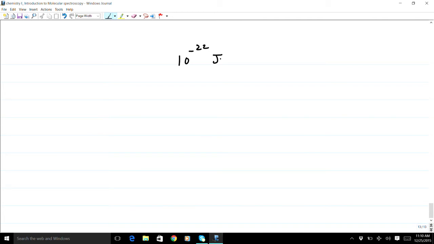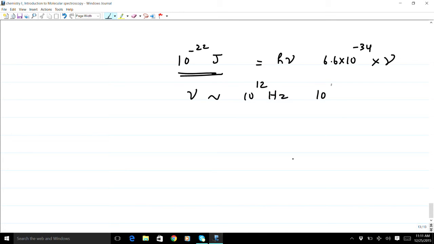And if you compare this with the frequency of electromagnetic radiation in this range, that is h nu, and that is 6.6 into 10 to the minus 34 times nu. You see nu immediately falls in the range of 10 to the 12 hertz, 10 to the 11 hertz.